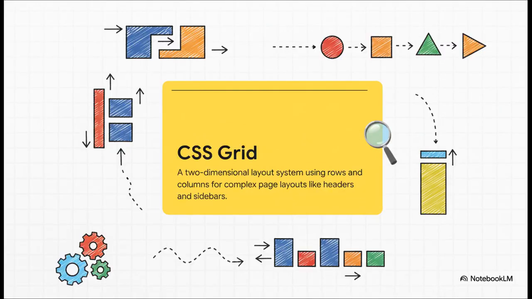Now, for the big picture, we have CSS Grid. Seriously, when you need to wrangle an entire page layout, I'm talking header, sidebar, main content, footer, the whole shebang, Grid is your best friend. You just set display grid, and you can literally draw out a structure of columns and rows. You can even name different areas of your grid and tell your content, hey, you go here, and it just works. It's been a complete revolution for complex web design.